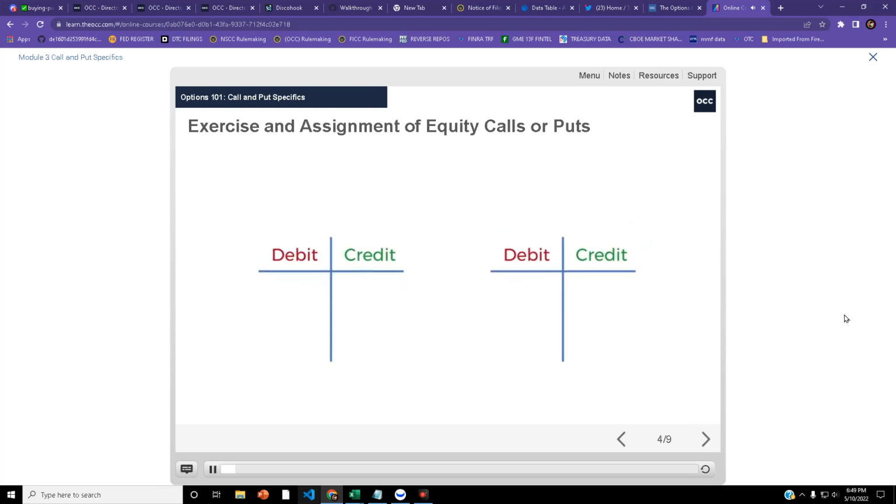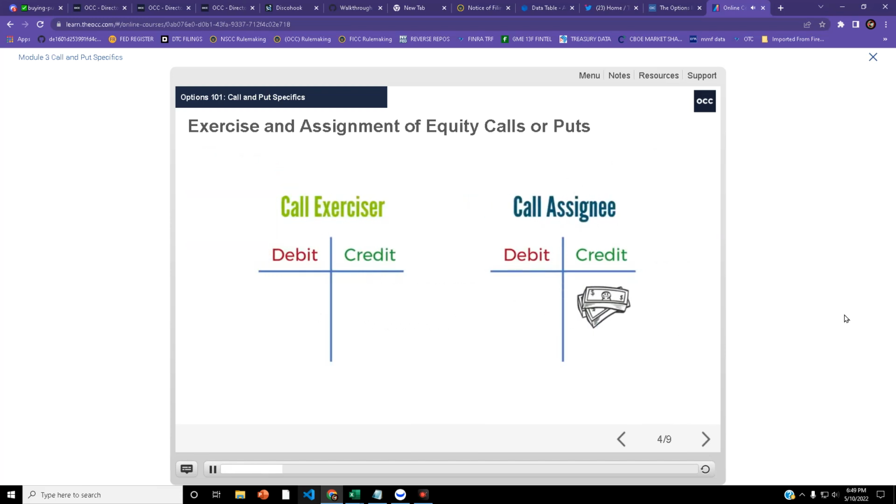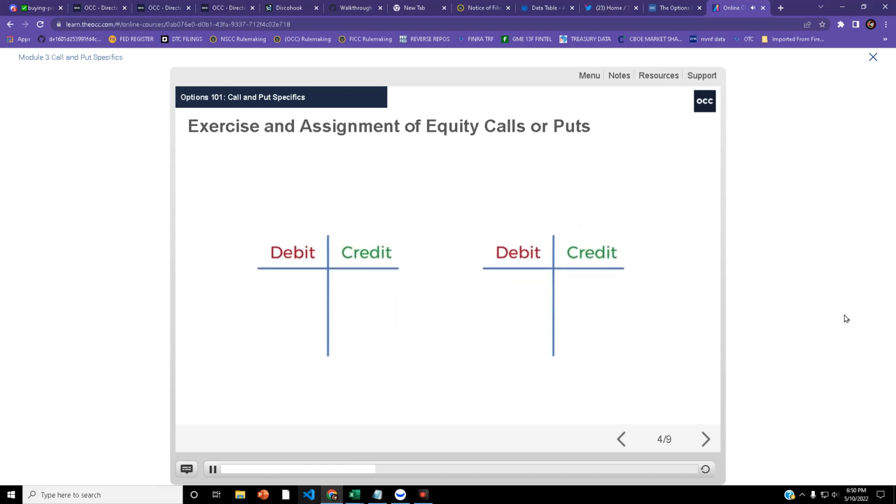If a call owner exercises the standard contract, cash from the call exerciser's account is debited to purchase the stock and credited to the assignee, who then delivers the appropriate number of shares to the exerciser. If a put owner exercises their option, cash is credited to the put exerciser from the assignee, who, in turn, receives the appropriate number of shares.